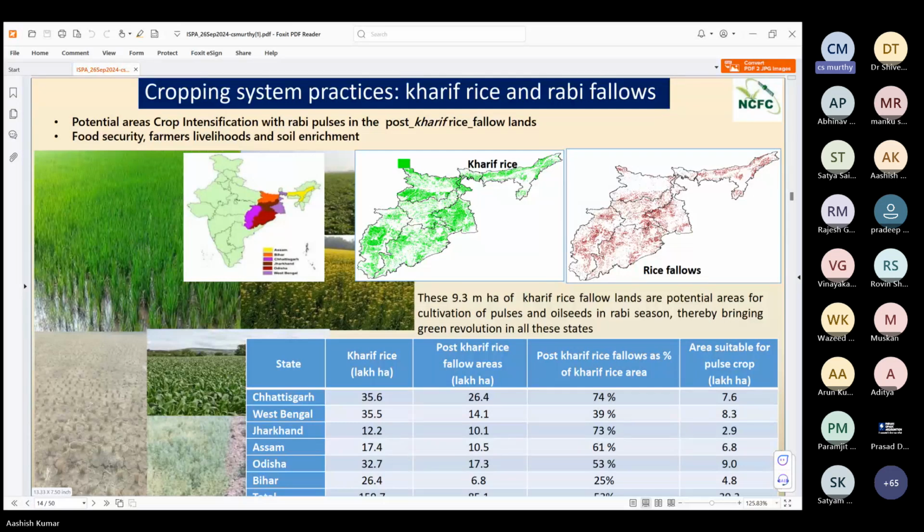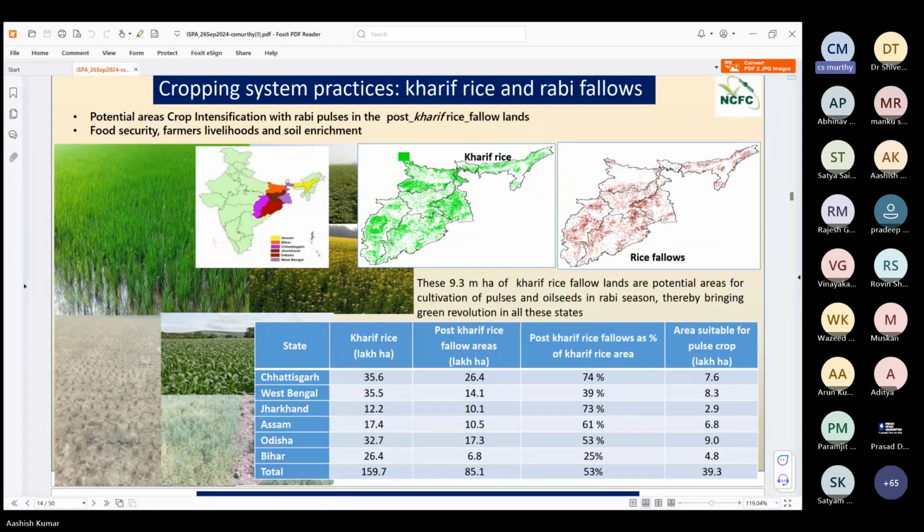So cropping system is another important thematic information that can be generated with remote sensing. Here I am talking about one cropping system that is mostly practiced in Eastern India, East Indian states. This is the rice fallow system. A cropping system means a sequence of growing crops. For example, in case of Haryana, it is a rice-wheat system or cotton-wheat system. Whereas in East India, in this particular case, it is Kharif rice and fallow system. In Rabi season, they leave the land fallow due to various reasons. So these are called Kharif rice fallows.